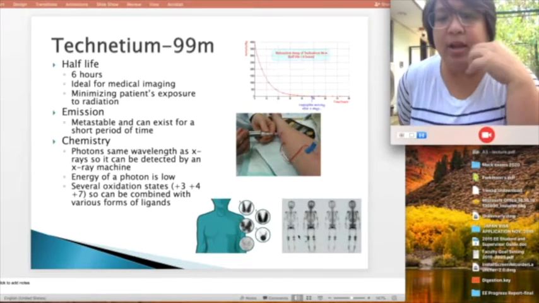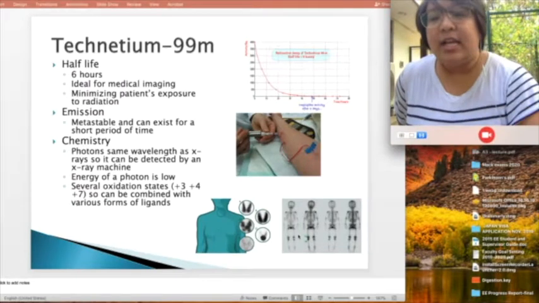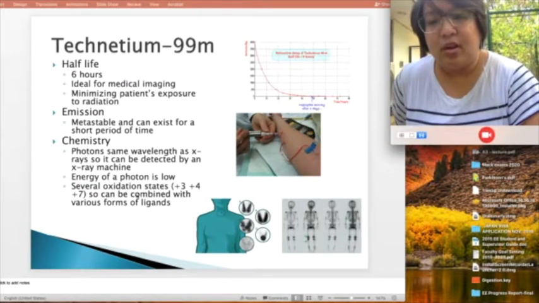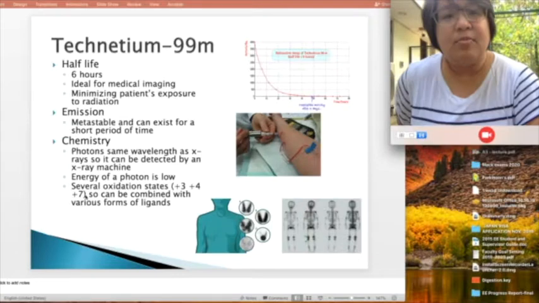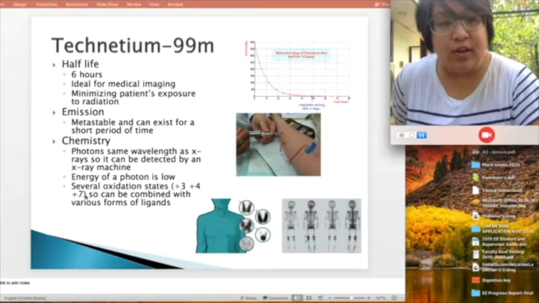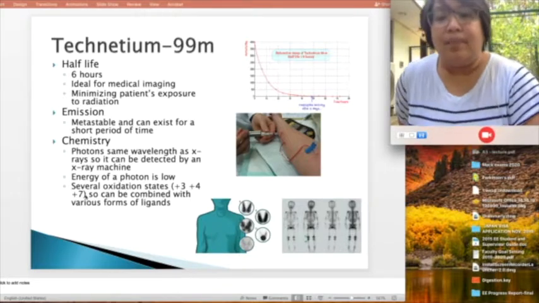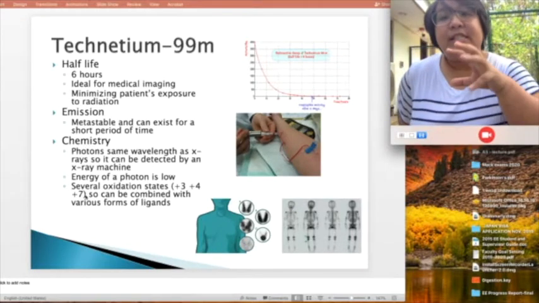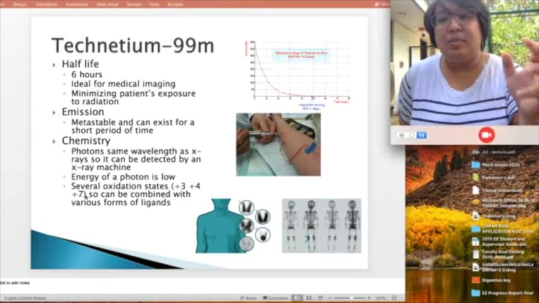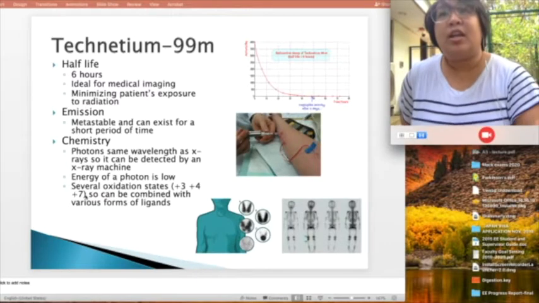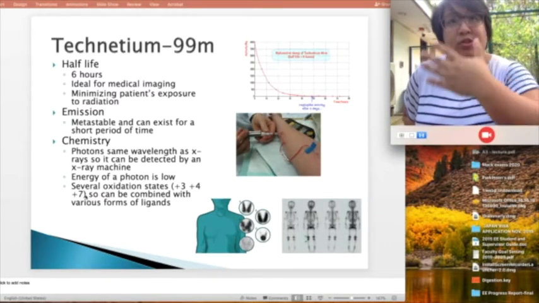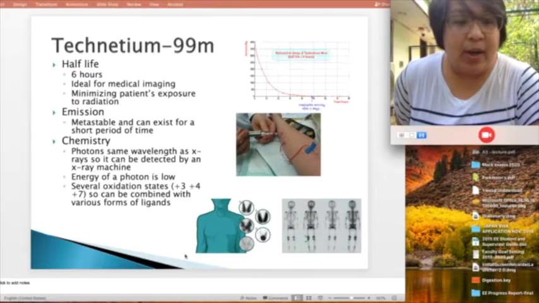Okay, and the energy or the radiation emitted is very low, so it's not as dangerous even if you inject it inside the body. And it has several oxidation states, meaning we can combine it with different kinds of ligands. You already know what a ligand is. So we can make several types of technetium-99 to target and to image different parts of the body.